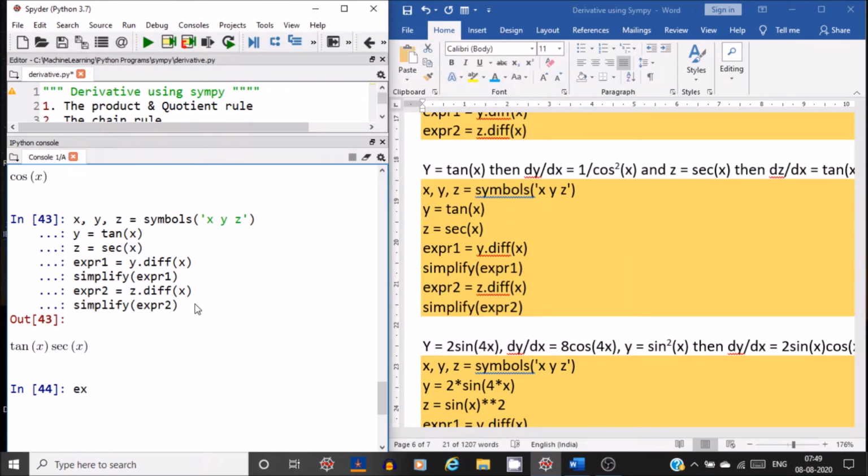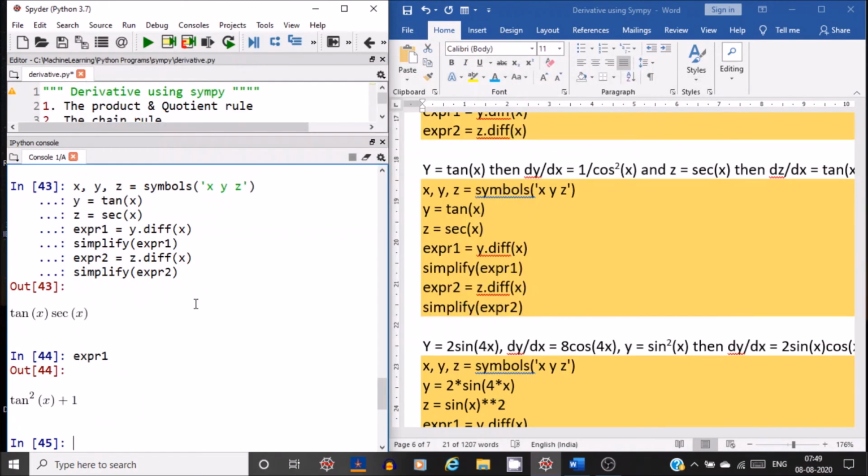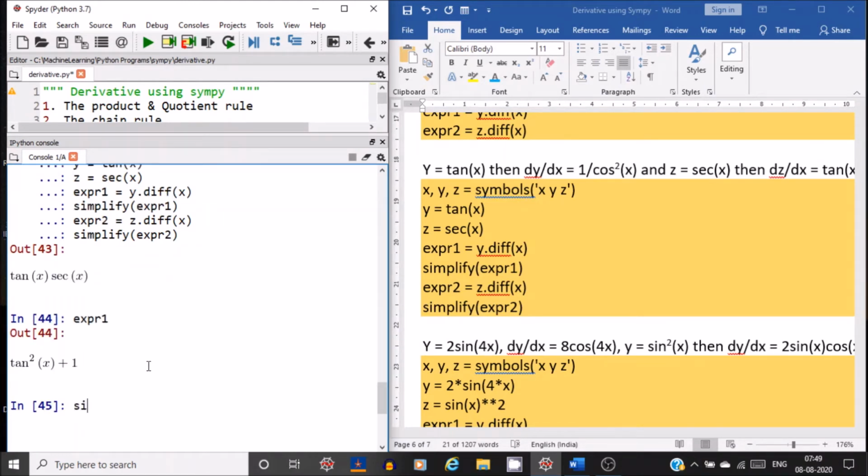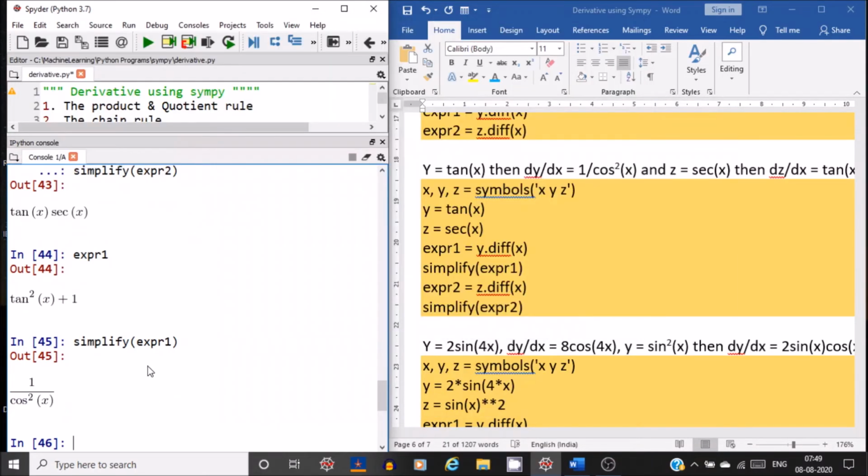If you see expr1, this is tan square x plus 1. So differentiating tan x gives this answer. If you apply simplify on expr1, we can see the result. So it is 1 by cos square x, or nothing but sec square x.